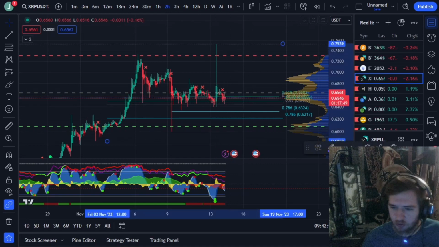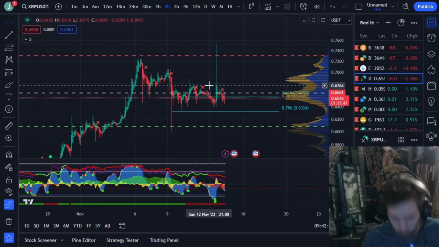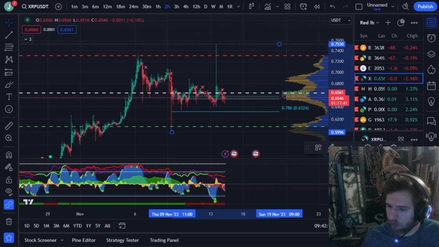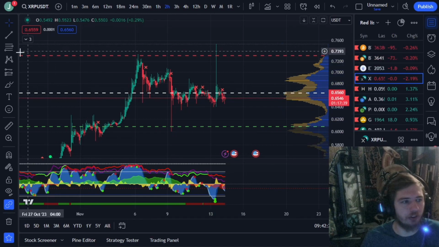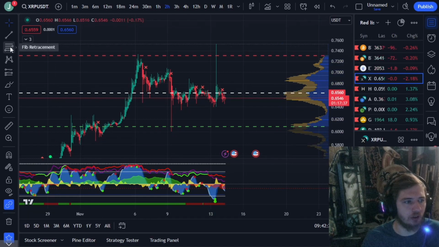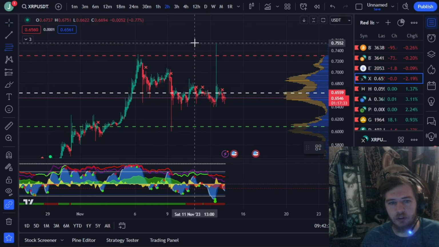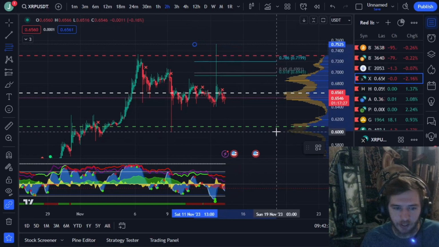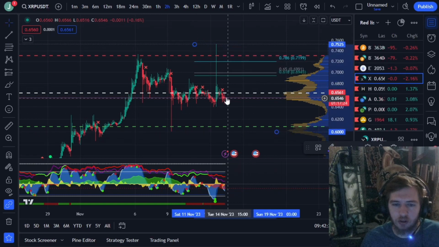If you don't know how to draw your Fibonacci's, it's very simple. Come over here to the left, fib retracement, and you want to draw from the top to the bottom. Now you have your resistance.